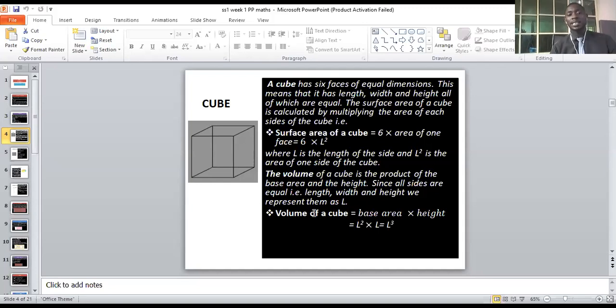Length times length times length. Why do we use length for all the lengths and not use height and width? It says in the definition, they have equal dimension. That is, the length is equal to the height is equal to the width. So if the length is 5 centimeters, automatically the height is also 5 centimeters and the width is 5 centimeters. So the volume of the cube is given as the base area, which is length times length, times the height, which is also the length, given as L cubed. Look at this example.